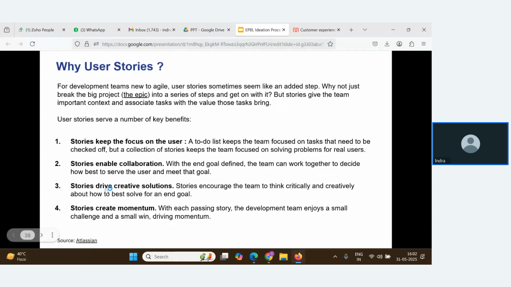It fosters creative solutions. This will inspire the entire team to think creatively about how to solve the user problem in the best way possible. And it creates momentum. It builds motivation, because by completing each story, the team feels some small wins, which helps them stay motivated and make steady progress. Just to sum up, user stories make the project more focused, encourage collaboration, and inspire creativity among the team.